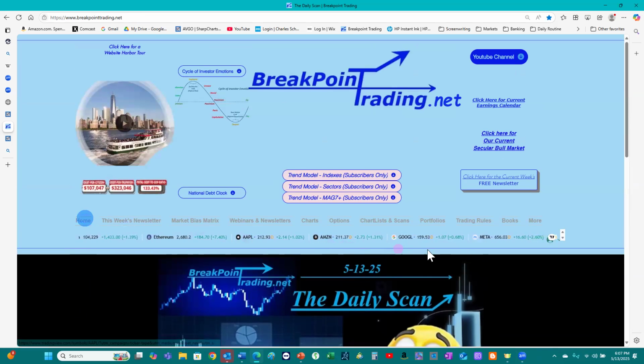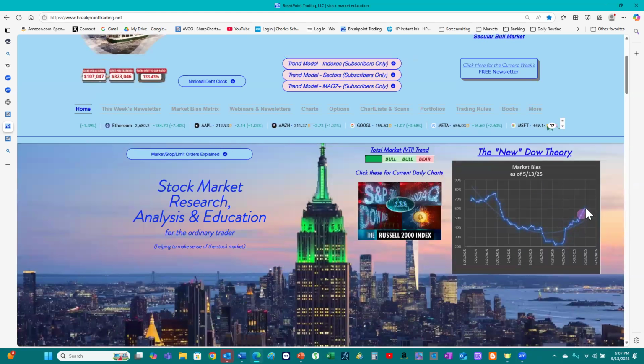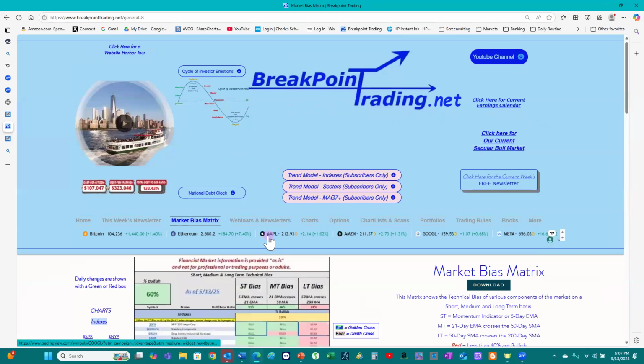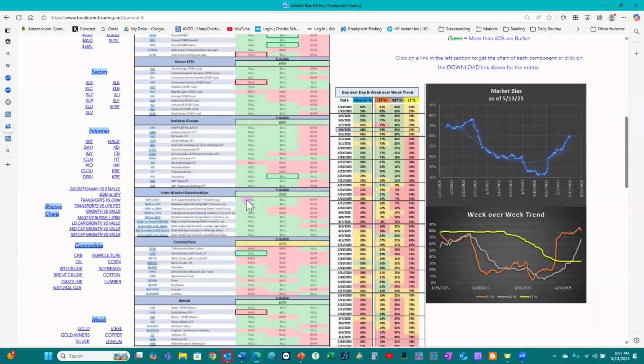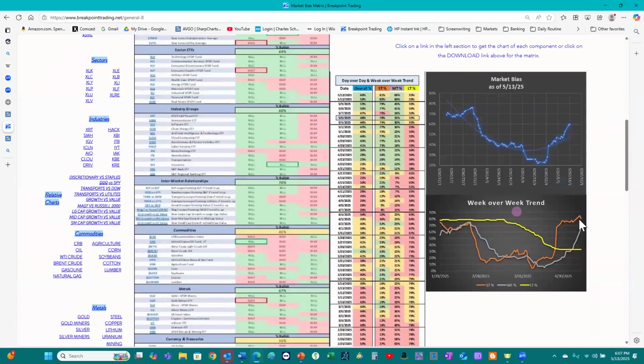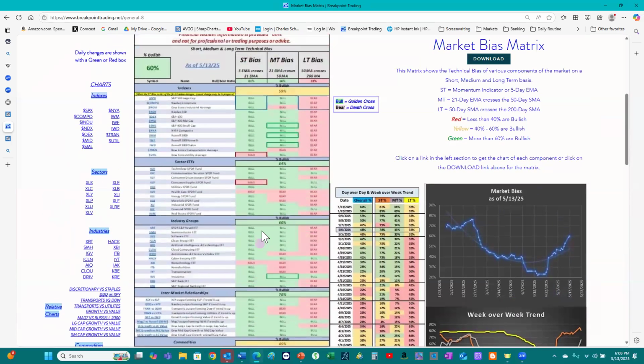If we go to the home page, you'll see once again that the bias chart continues to go higher. Very interesting movements today. I'm going to take a look at it on the market bias page for subscribers. You can see lots of green ones, but there's a few red ones too. So the short term actually went down slightly because all these reds are in the short term. But let's take a look at what they are.